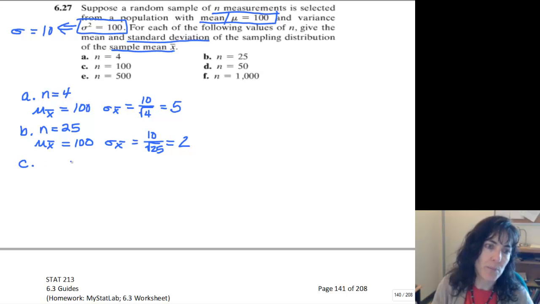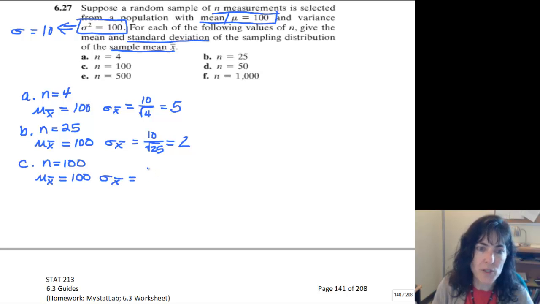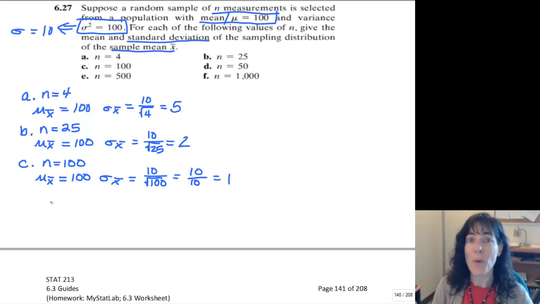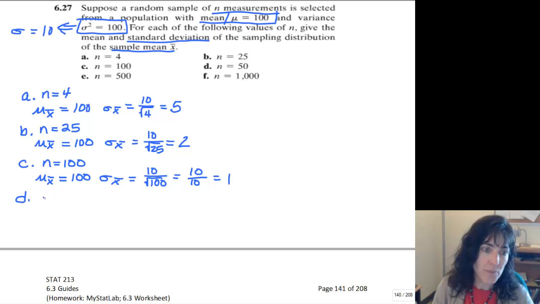So let's look at C. So here I have n equals 100. So here the mean of my x bar is still 100, and my sigma for my x bar is going to be 10 divided by the square root of 100, which is 10 divided by 10, which is 1. Wow, with n equals 100, now I have a standard deviation of 1. That's fantastic. Let's look at part D.